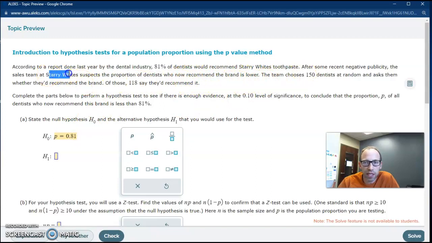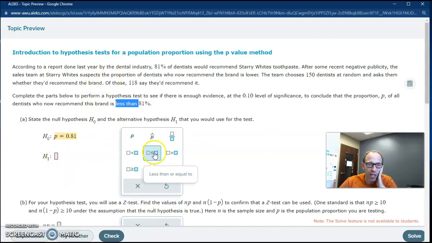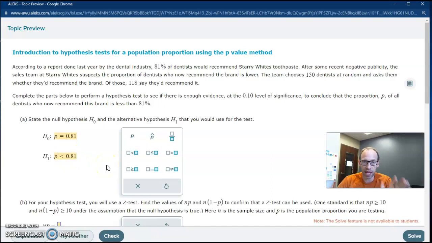We're suspecting that it might actually be lower, so here, less than 81%. That's what we're testing. We're trying to see if the real population proportion now is less than what it was earlier on. So with that less than, we keep the same parameter and the same number as always.